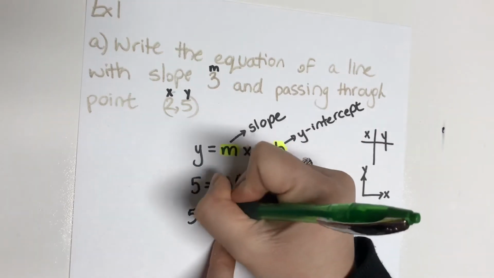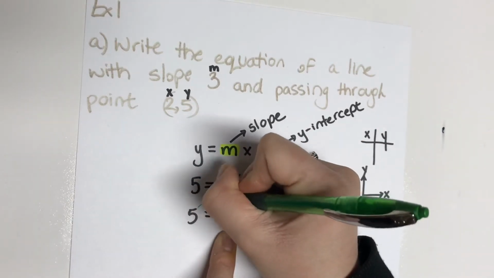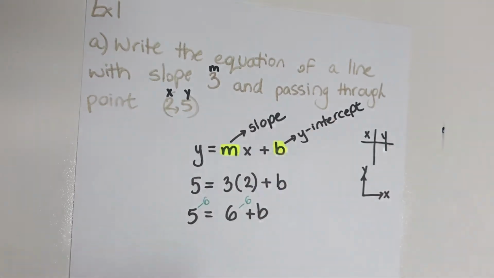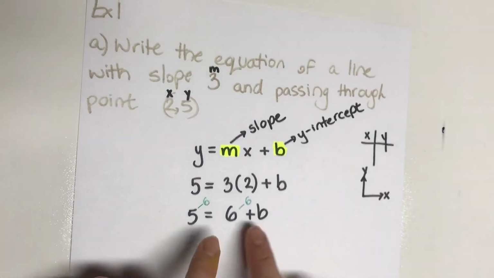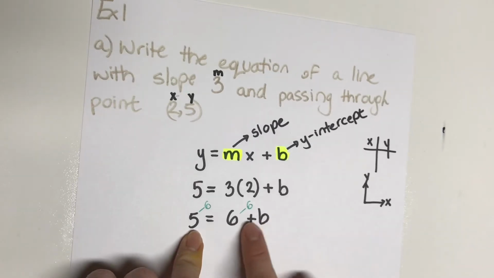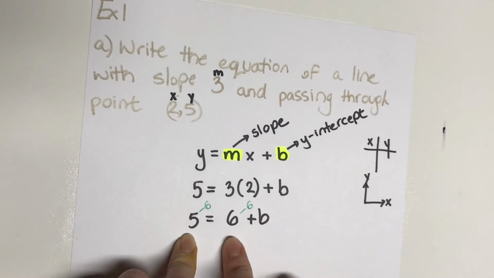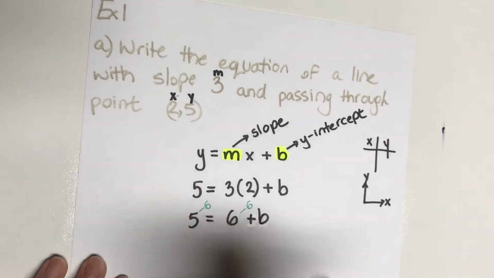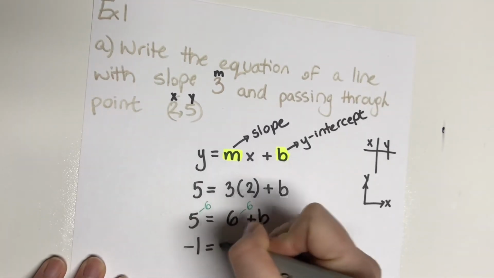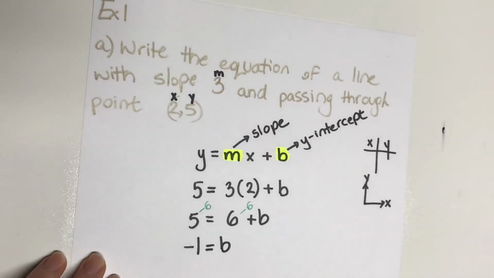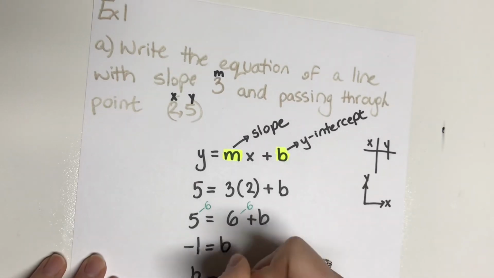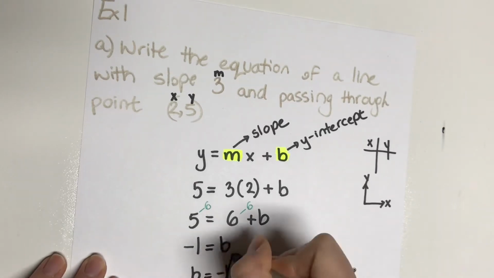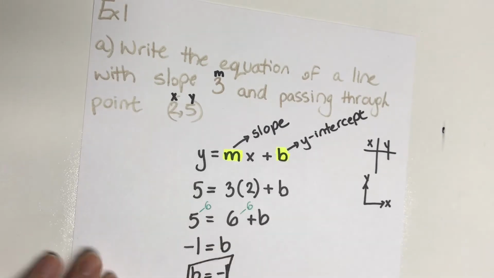Now, you have different strategies for solving equations. I'll probably do it differently every time just to show how there's different ways of doing it. But if we subtract 6 from both sides, 6 minus 6 gets rid of it. 5 minus 6 is -1. So -1 equals b, or I can write b equals -1. You can switch the order there.